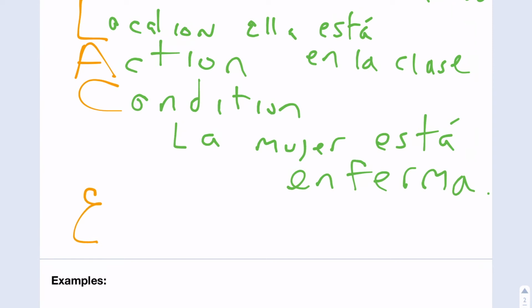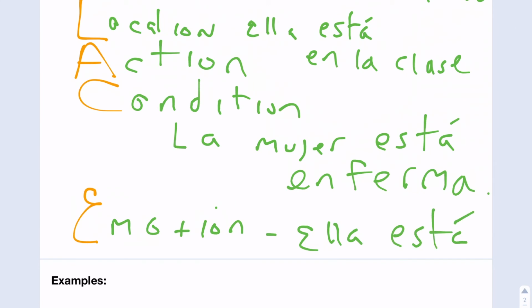And lastly, the E in PLACE stands for emotion. We know our high school students have a lot of emotions, so you may use this one a lot. So let's say you could say she is sad as your example here. Ella está triste. And that would be an example of what you use for emotion.